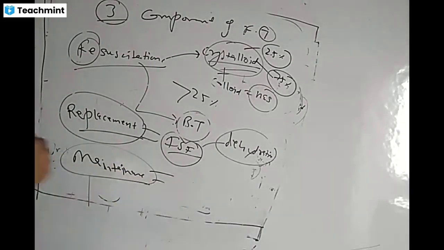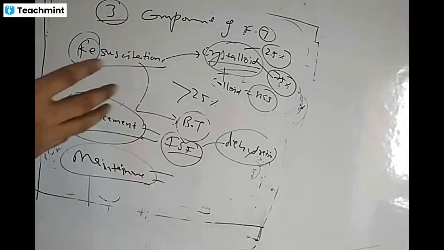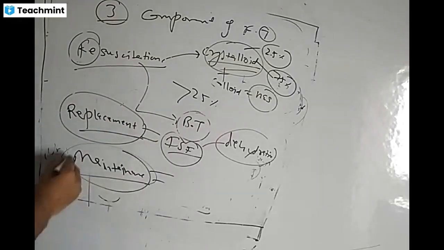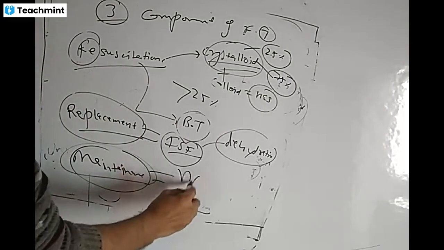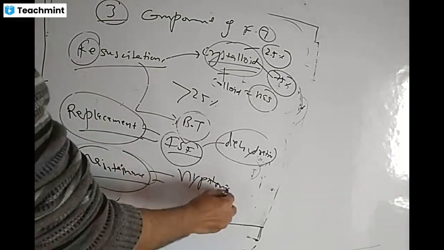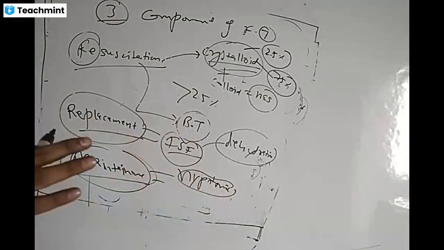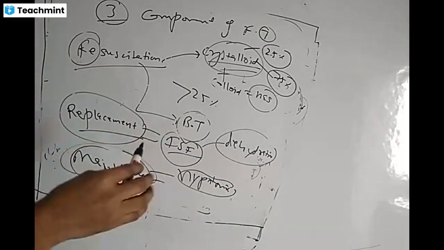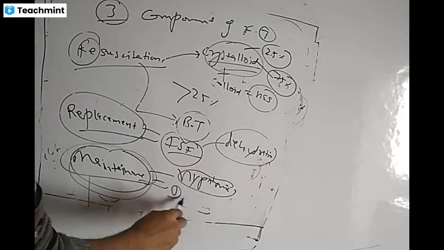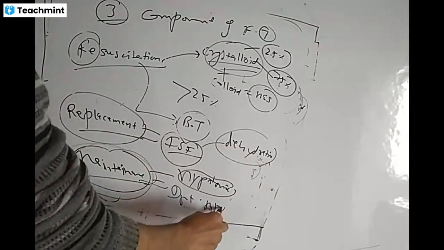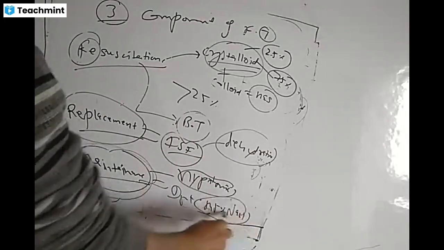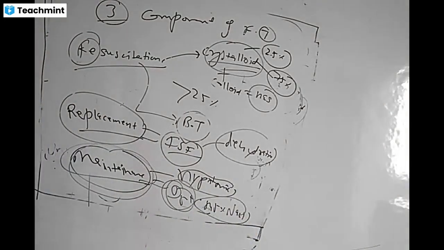In case of maintenance, the patient is healthy, fully hydrated, but is not drinking or eating. So we will give only the maintenance fluid, and those fluids are hypotonic. These are the normal maintenance for physiological cellular metabolism, like 0.45% NaCl or D5. So these were the main three components of the fluid therapy and the blood transfusion.